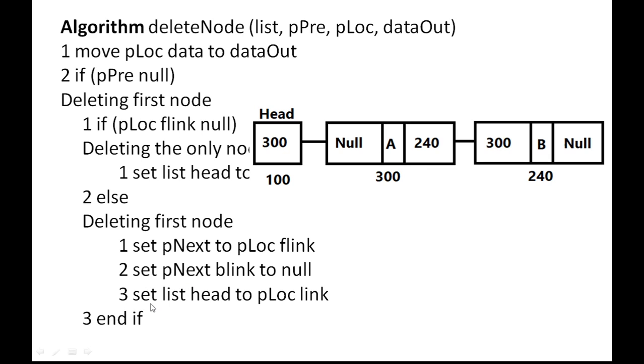Next step, set list head to p location link. So p location link is 240, and that is copied into head. As a result of this, head will now be pointing to the second node. So this node gets removed from the linked list. So this is about deleting the first node from a list that contains more than one node.